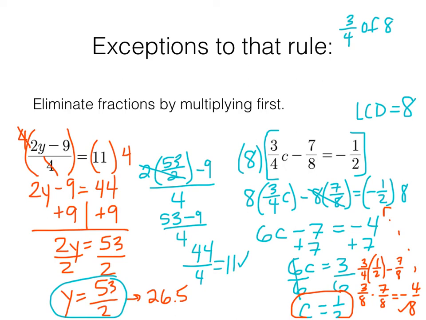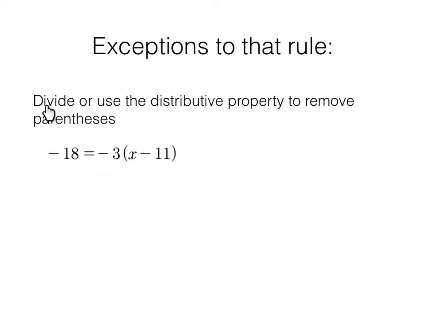All right. One more weird exception to the rule. In this case, we have a problem where we have to divide or use the distributive property to remove parentheses. And I wanted to point out that this can be done in 2 ways as well. So let's start with one where I'm going to distribute that negative 3. I'm going to actually start off by rewriting the entire thing using the symmetric property, because I like to have my variable on the left-hand side, not the right-hand side. And we're going to distribute that negative 3.